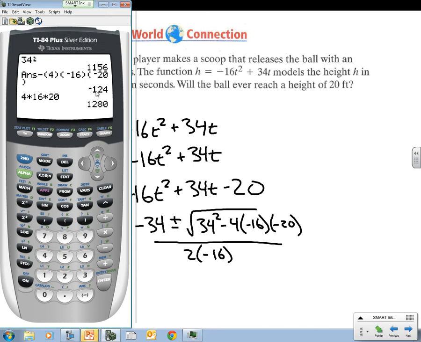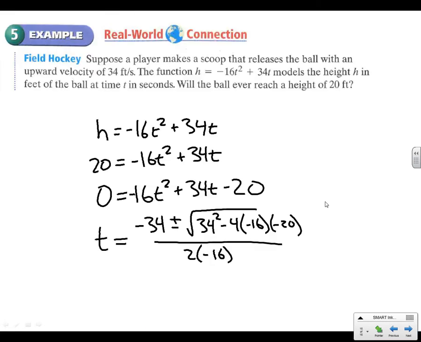We can take a square root of that, but it's going to be imaginary, so there's no time where this is ever going to happen. So you can see why it's helpful to do the discriminant first, because if it's negative, we're not going to have any real solutions. So that's our answer. Will the ball ever reach a height of 20? Nope.